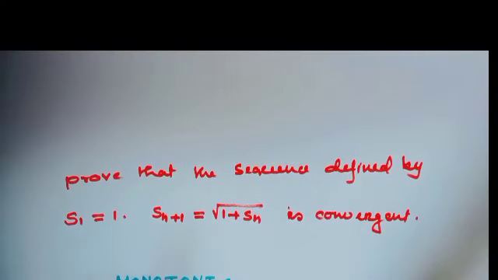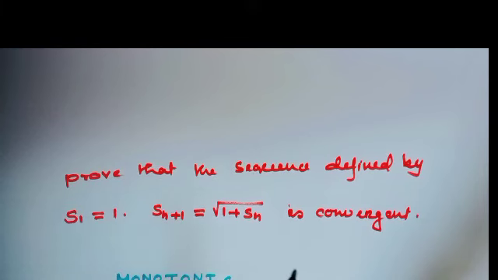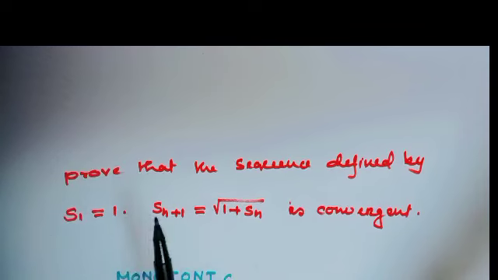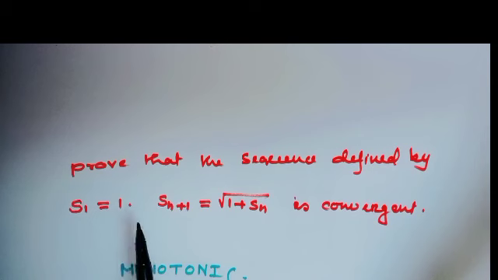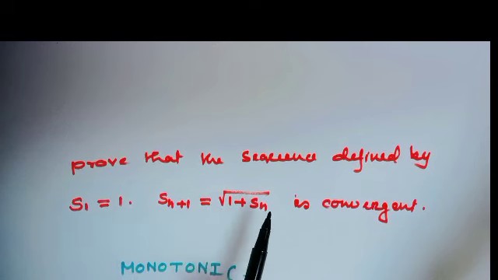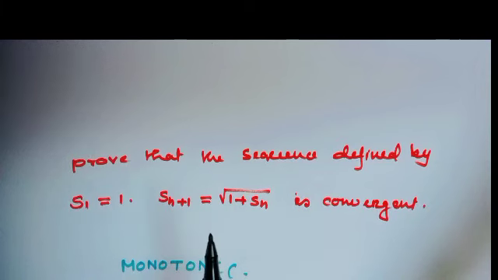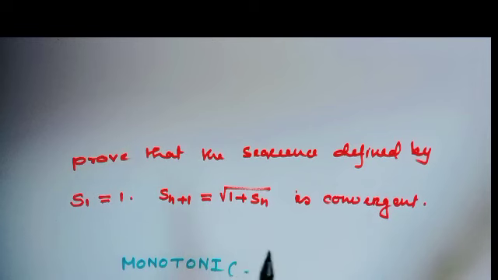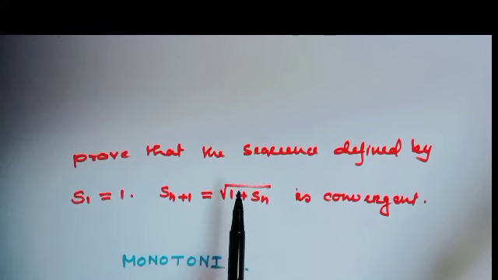Let's look at an example of a sequence converging using the monotone convergence theorem. Prove that the sequence defined by S1 equal to 1 and Sn+1 equal to square root of 1 plus Sn is convergent. Here, every term is produced from the previous by adding 1, then taking the square root. Okay?